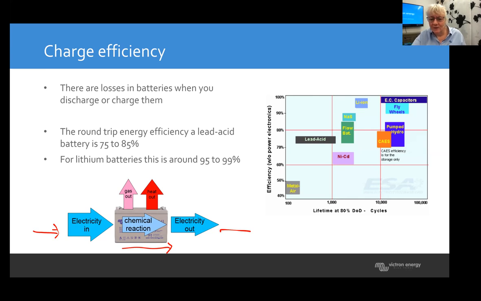With a lead acid battery, you get heat coming out and you get gas coming out. With a sealed battery, part of that gas gets recombined again. With an unsealed battery or wet cell, that gas will disappear. That's why you need to keep topping those batteries up with water. Ideally, that's water vapor that you lose.